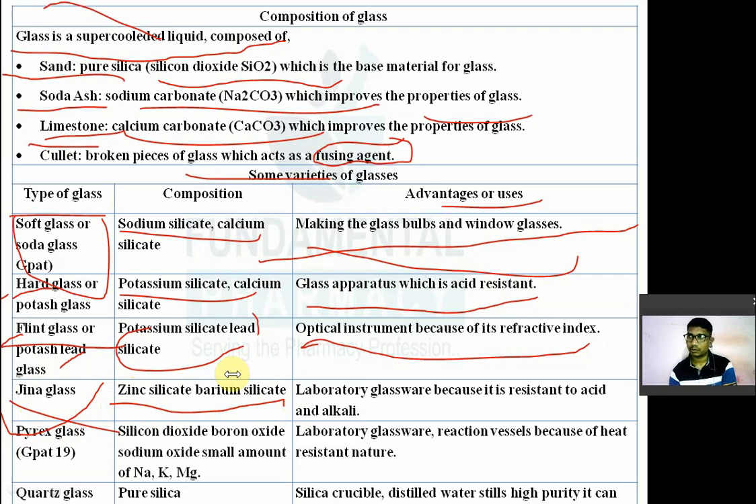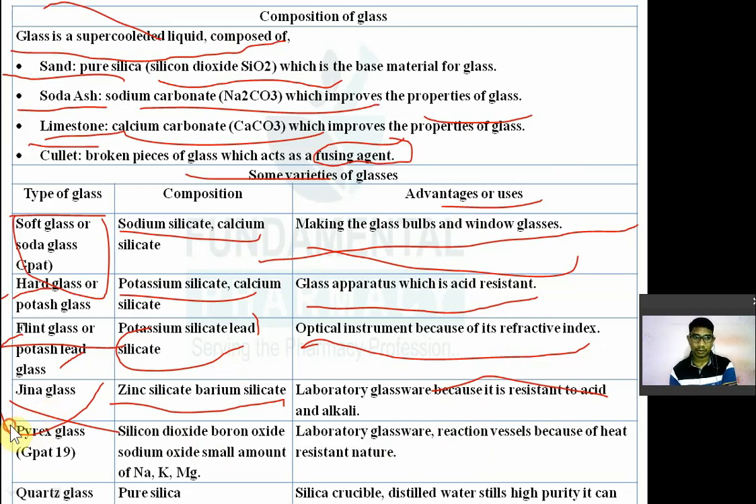Whatever flasks you are using, round bottom flask, conical flask, whatever laboratory glasswares are there, they are made up of Jena glass. Remember, it is also acid resistant and alkali resistant. They can ask a question: laboratory glasswares are made up of which one of the following types of glass? So Jena glass, or they may ask it otherwise.